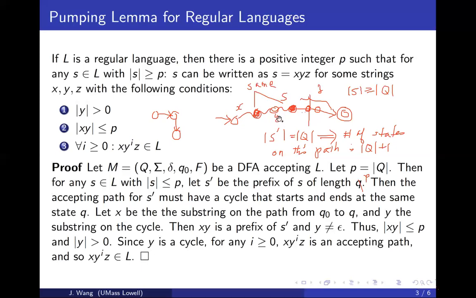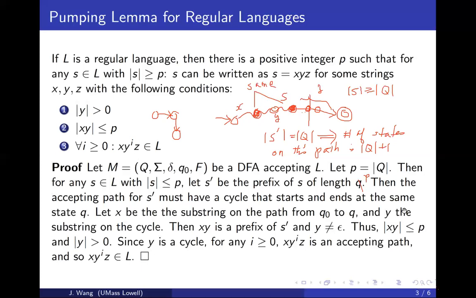Similarly, you can repeat this y many times and still get acceptance. Once you are here, you can read y and end up here again, and from here you can read y again and still end up in the same state. So you can repeat it many, many times. Hence, you have this pumping lemma. That's the idea of this proof. So the proof is straightforward.